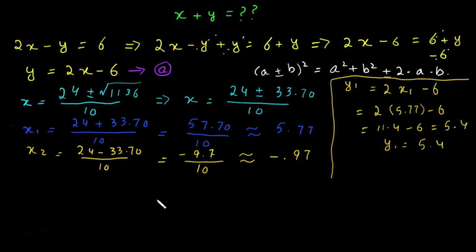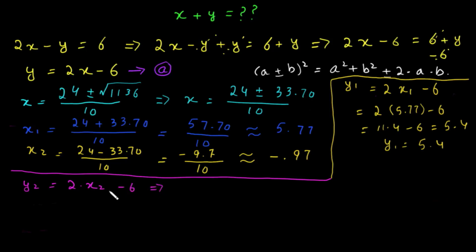Now we will continue our hunting for second y, using the same equation. So y sub 2 will be equal to 2 times x sub 2 minus 6. So substituting the value of x sub 2, that is minus 0.97, minus 6. Once this is multiplied, it will return me a value of minus 7.94. So this is y2.